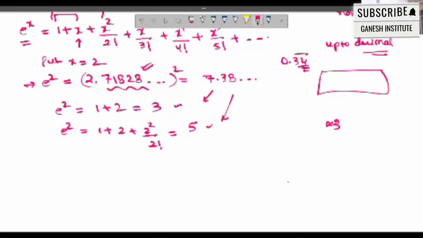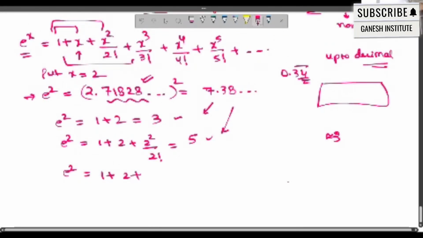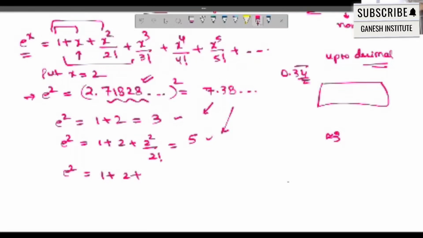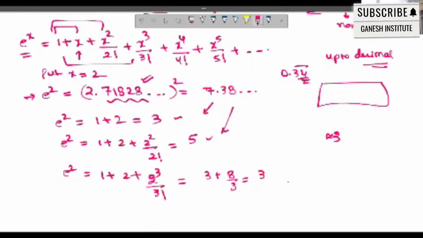Sorry, I meant to say this is close to linear approximation, but it is not linear; it is happening exponentially. Got it. So, ma'am, 2 cube by 3 factorial. If I do so, 8 by 3, which is 2.66. So it would be 5 plus 2.66, no?